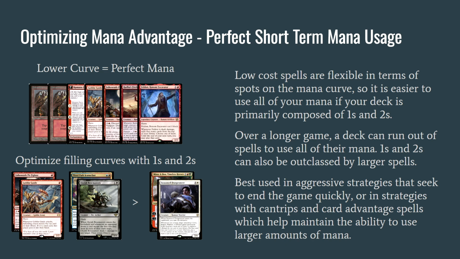So when you want to optimize perfect short-term mana usage, you have a lot of 1s and 2s, you cut most of your 3s, and you cut pretty much all of your 4s. You just want to be really lean and low to the ground.